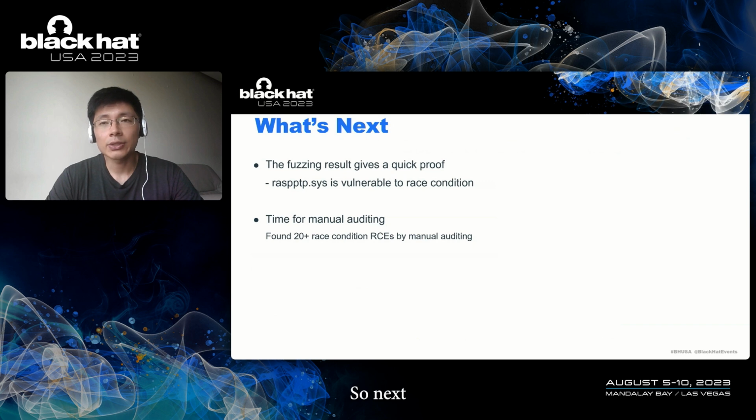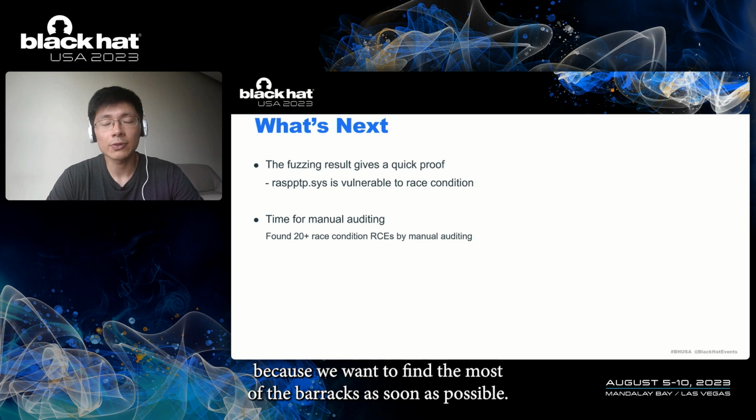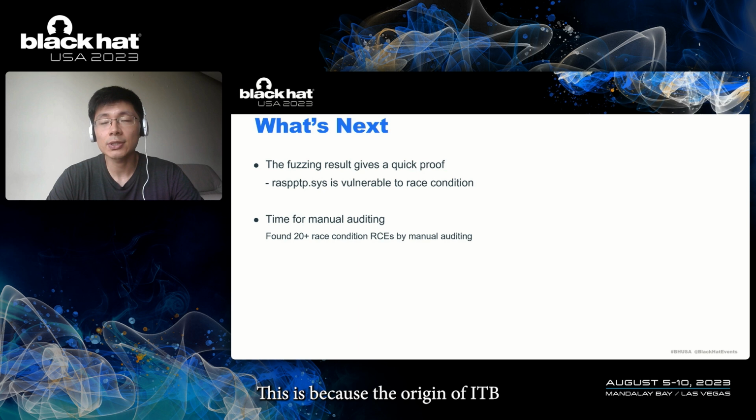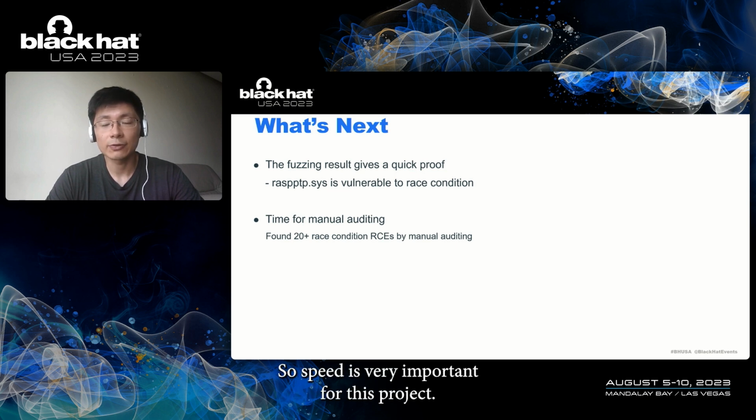So next, I switched to manual auditing to find more bugs. We didn't choose to rely on the fuzzer because we wanted to find most of the bugs as soon as possible. This is because the original PPTP bug was published, and our prediction is that we will have more and more competitors soon. So speed is very important for this project.